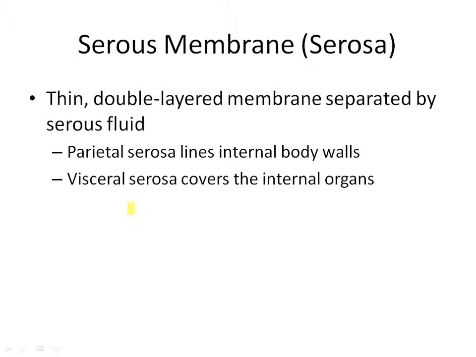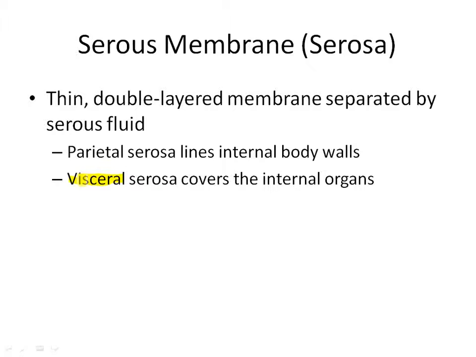The last little bit of information out of Chapter 1 is the term serous membrane. I need you to understand that throughout your abdominal pelvic cavity, you have many different really thin double-layered membranes. You have parietal serosa, parietal membranes, that line the internal body walls, meaning they attach to the walls of your stomach and your back. You also have visceral serosa that line your internal organs.